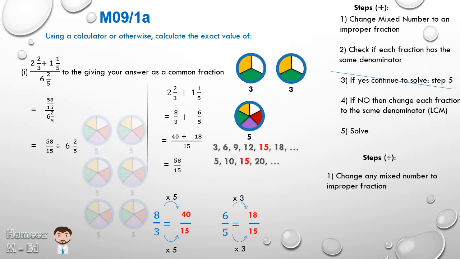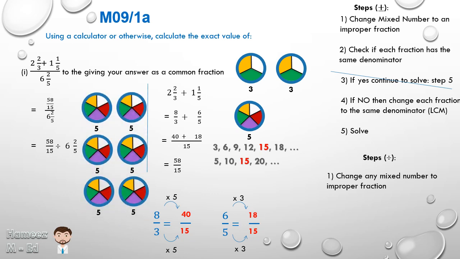So 6 2/5, that is 6 wholes. Each whole has 5 parts because we are using fifths. So 6 wholes will mean 6 5s, which are 30. And 2/5 means we have 2 more parts. So 30 plus 2 is 32 over 5. So we now get 58 over 15 divided by 32 over 5. We have changed the mixed number to an improper fraction.